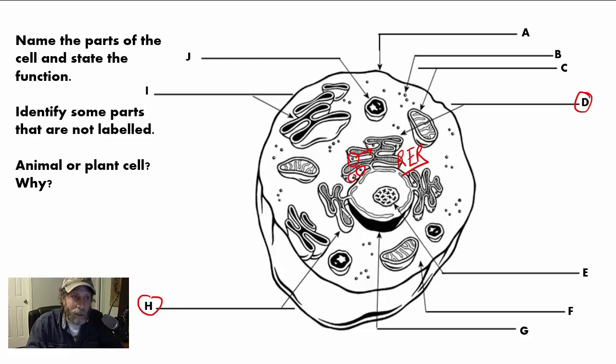The fact that H is lacking the ribosomes. So what are we going to call this? Right? Smooth endoplasmic reticulum. Same idea, just without the ribosomes. Very good. All right, over to E.